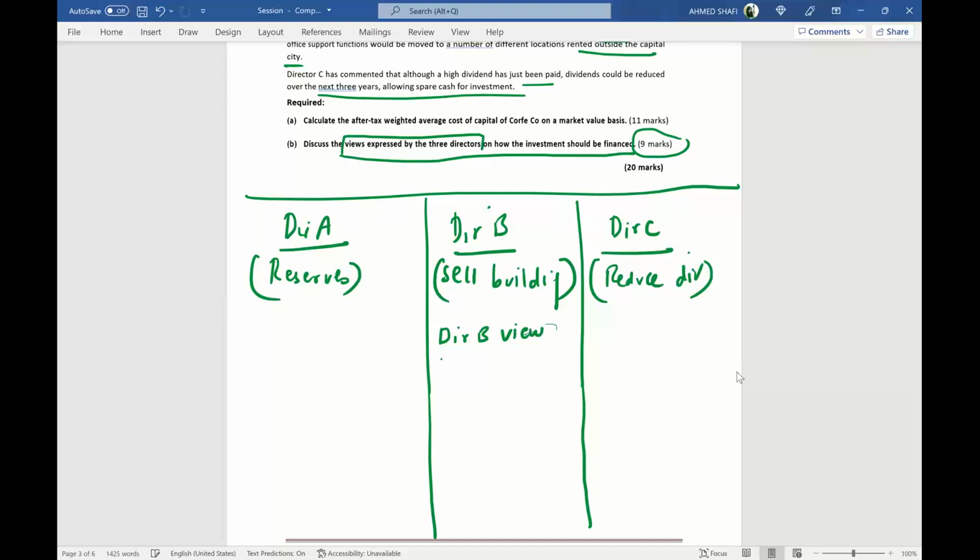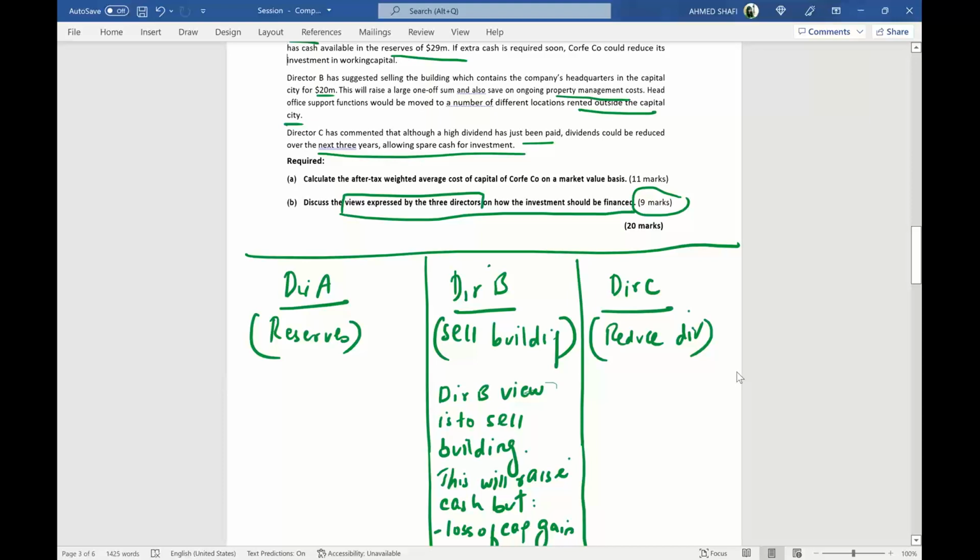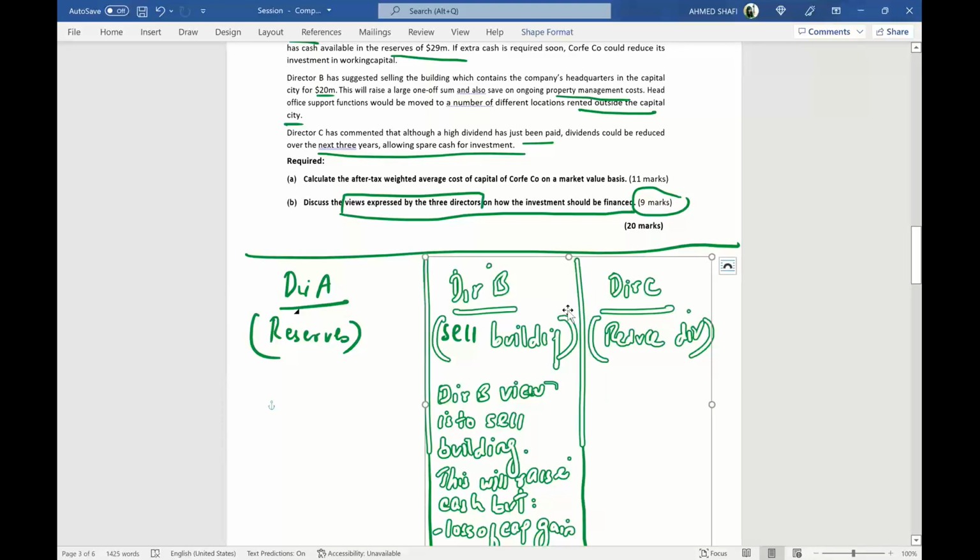Director B's view is to sell building. This will raise cash, but may result in loss of capital gain, right? Because if you sell building and property, the future appreciation, you will miss that chance. So you can write this, that Director B's view may raise cash but may result in loss of capital gain. What else is he saying? This will raise a large one-off sum, also save property maintenance cost.